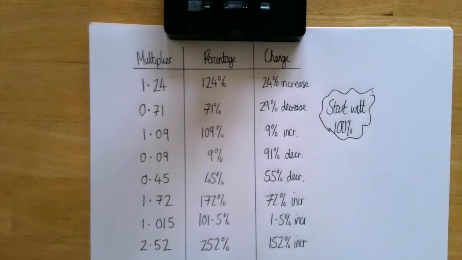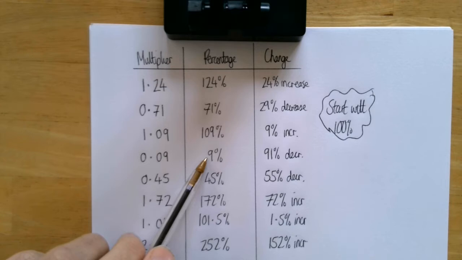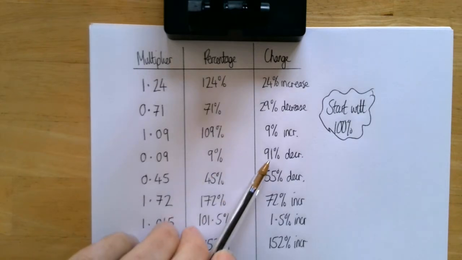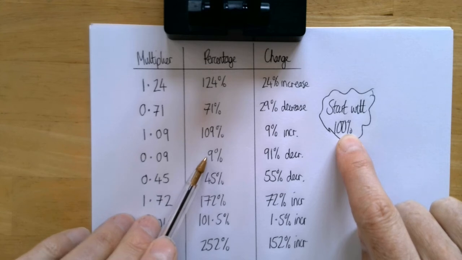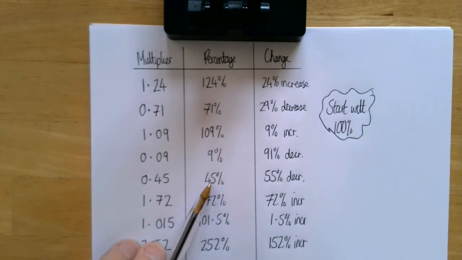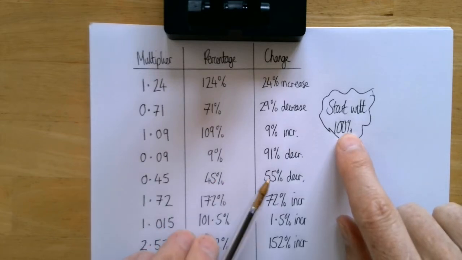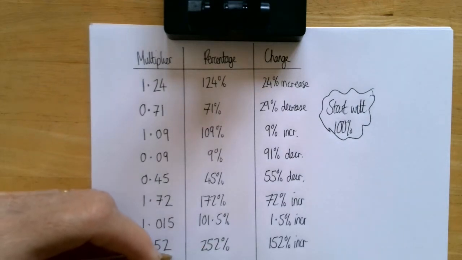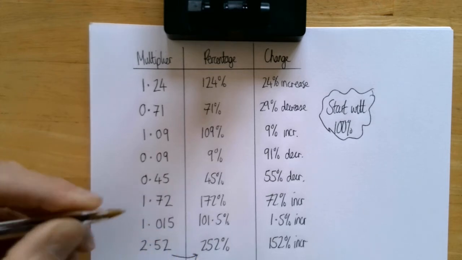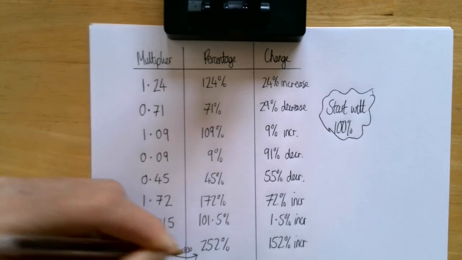Okay, so there we are. Just be careful, that's not a 9% decrease, is it? It's a 91% decrease because you started with 100% and you've only got 9% left. And this is one that's easy to get confused as well. That's not a 45% decrease because you started with 100%, so it's a 55% decrease. Going from here to here, most people can sort of see it, but what we're actually doing is multiplying by 100. So that step there is multiplying by 100, isn't it?